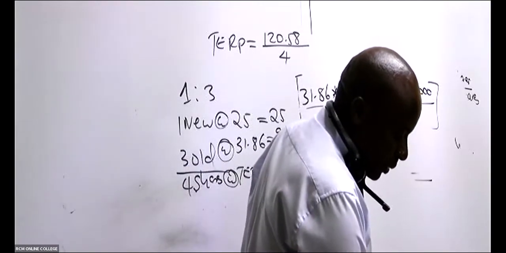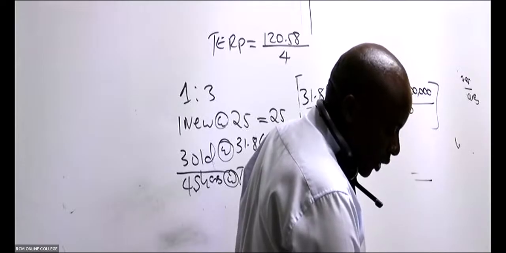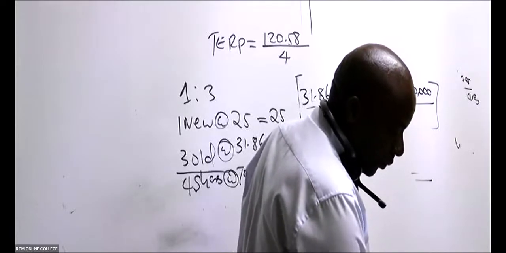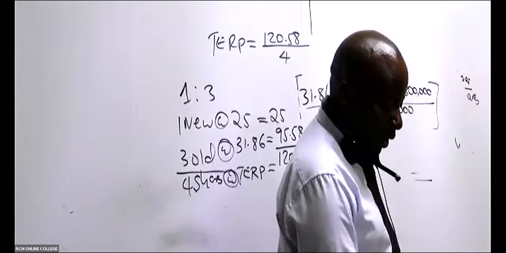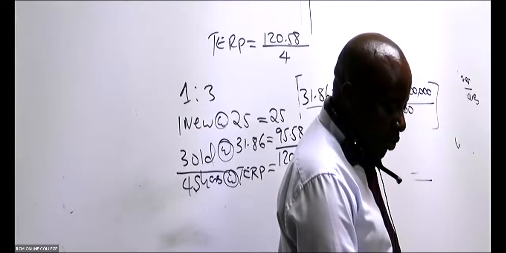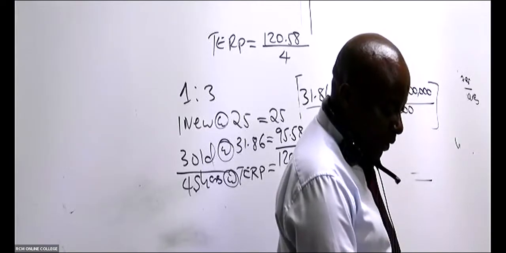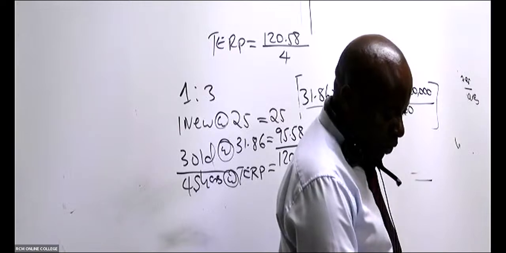Let me see whether we have some small energy to do the next concept there. So we have here the theoretical X rights market price, TERP, that we have done very well. Now from there we go to this theoretical value of each right. How do we get the value of the right? Very easy.